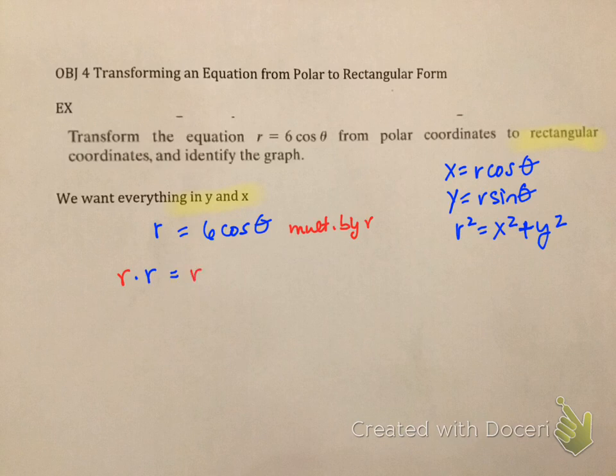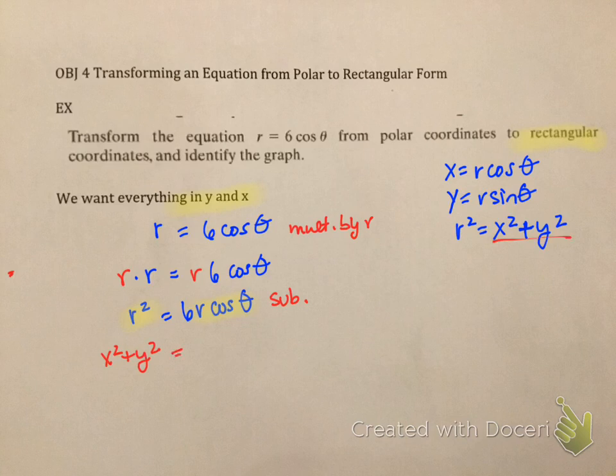And then I'm going to put r here times 6 cosine theta. All right, so r times r is r squared. And if I move the 6 in front of the r, I get 6r cosine theta. Now I can use substitution. I know that r squared can be substituted in for x squared plus y squared, because remember, that is what r squared equals. And now I'm going to leave the 6 alone, but r cosine theta is equivalent to x. Okay?